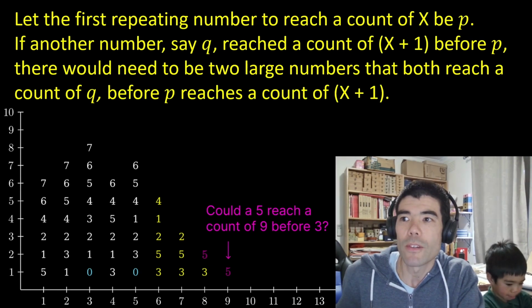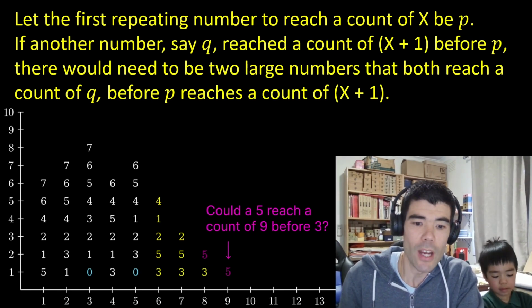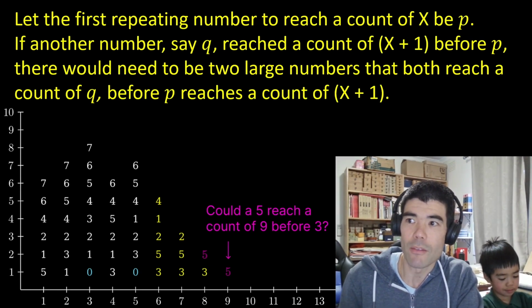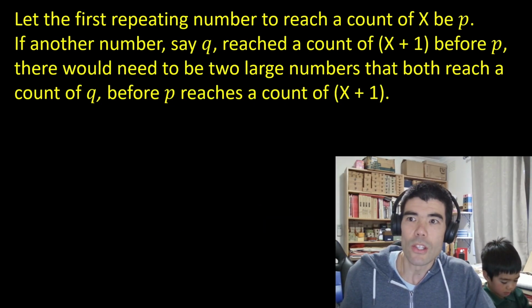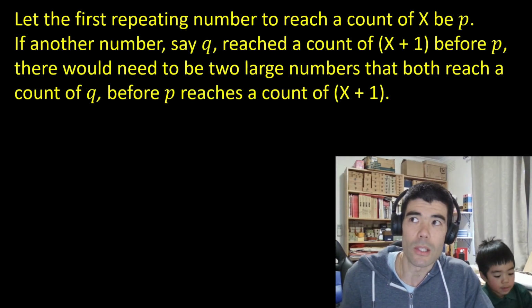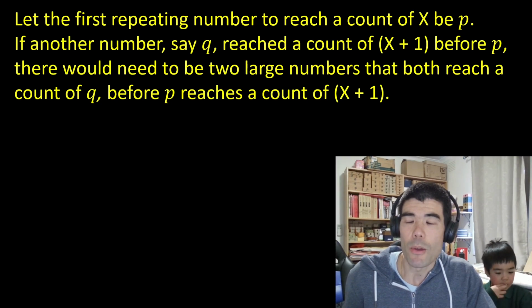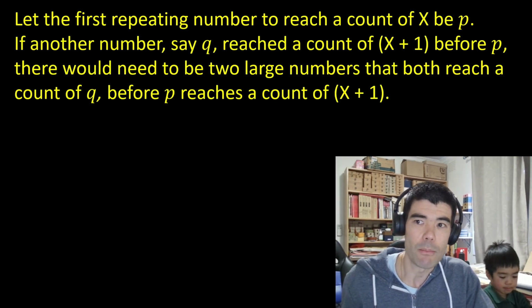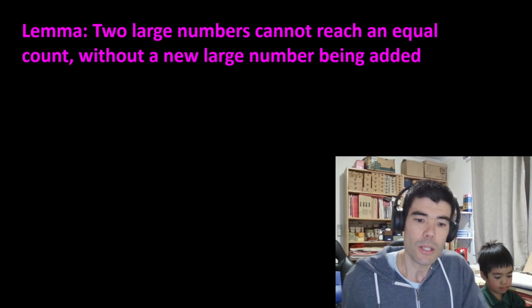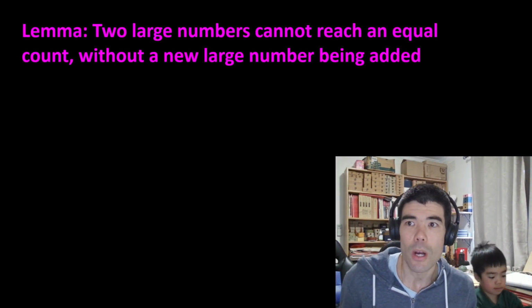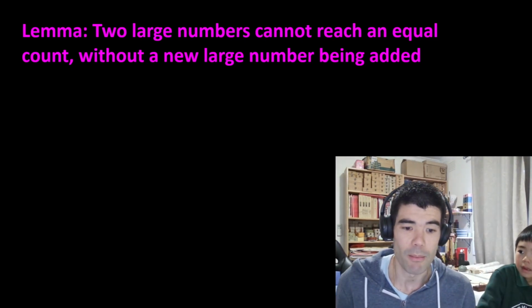So is it possible, for example, for 5 to reach a count of 9 before 3 reaches a count of 9? Actually no, it's not possible for two large numbers to reach an equal count without a new large number being added between them. And this is going to be a lemma which I will need to prove in order to complete my proof.